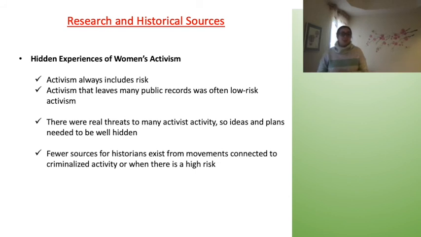So within any social movement or any range of activism, there's different levels of risk. The kind of records that we have that involved a lot of public activity are typically low risk activism, right? A large march led by middle class women that was given state authority to march on that day. This is a low risk activity. So we have a lot of sources and records from that.